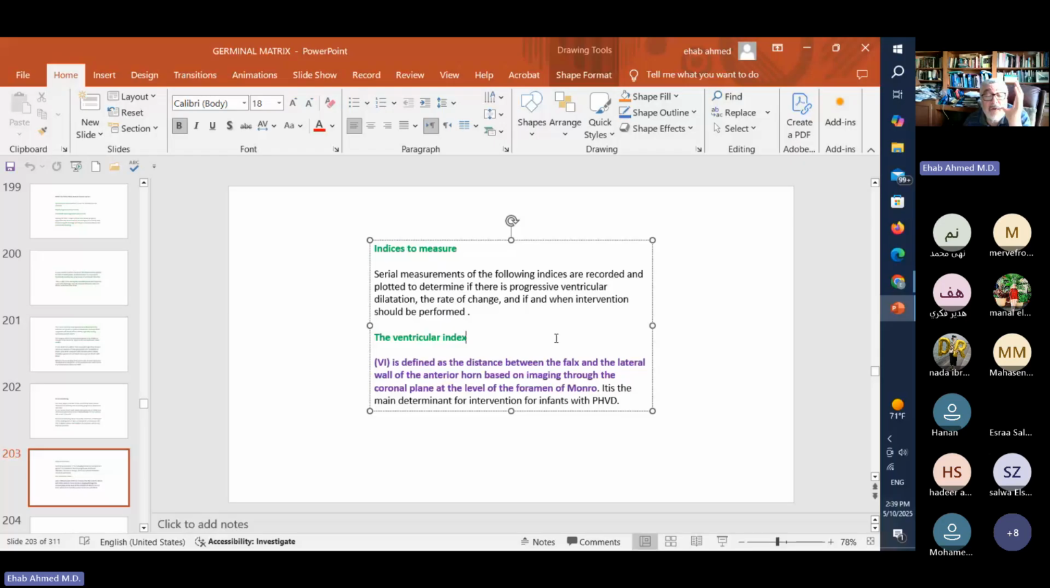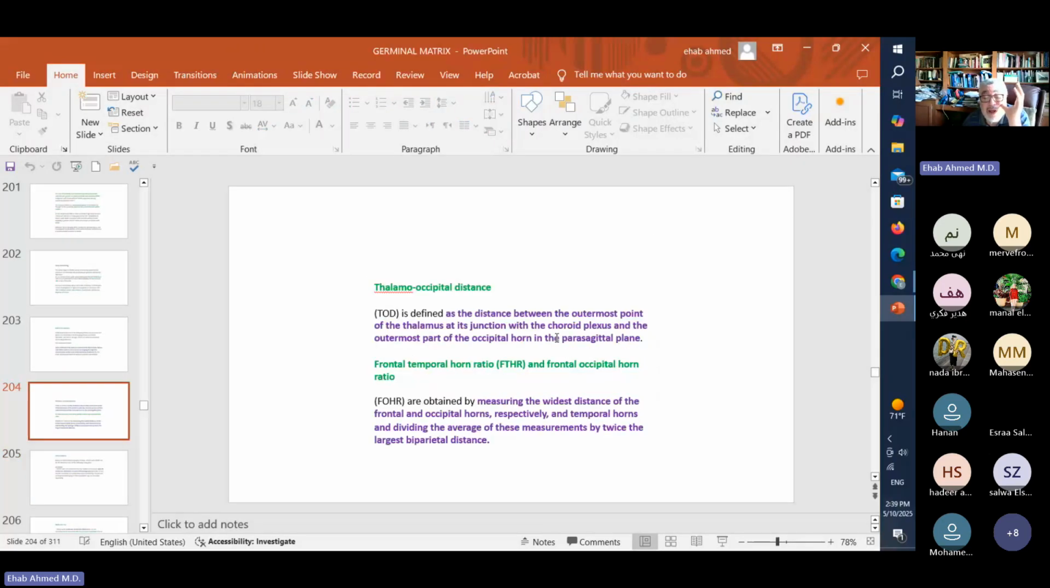Great. We have also the thalamo-occipital distance. Do you do that? Yes. Okay, which is the distance between the outermost point of the thalamus at its junction with the choroid plexus and the outermost part of the occipital horn in the parasagittal plane. And there are numbers for these indices, and usually if the number is more than the 97th percentile, you consider it abnormal.